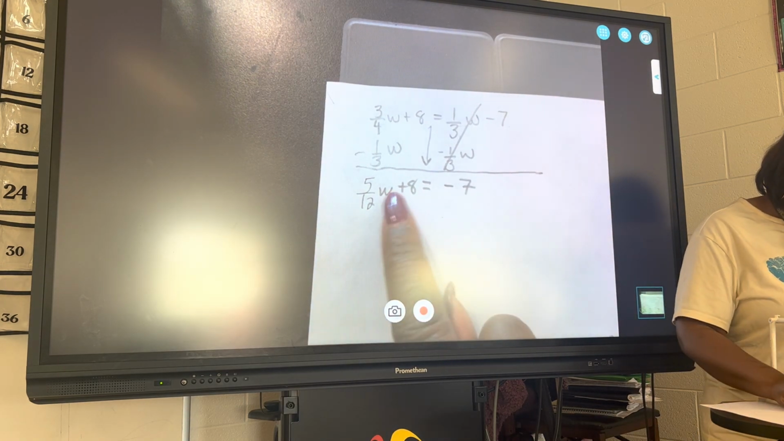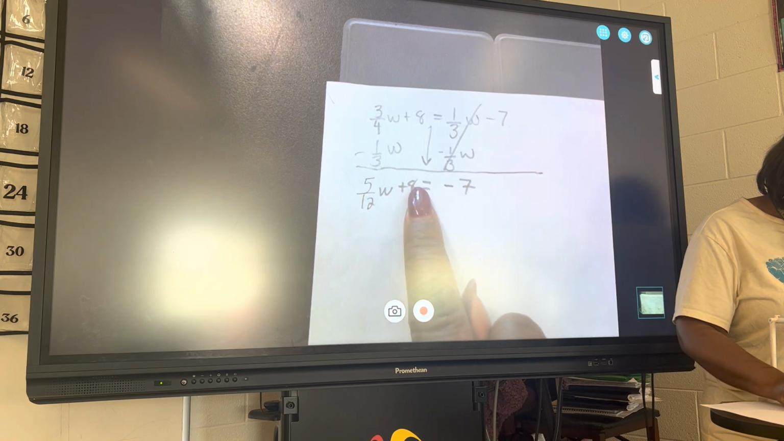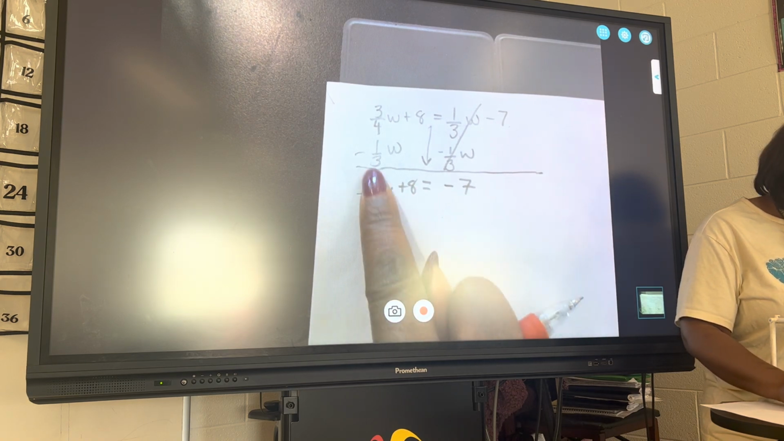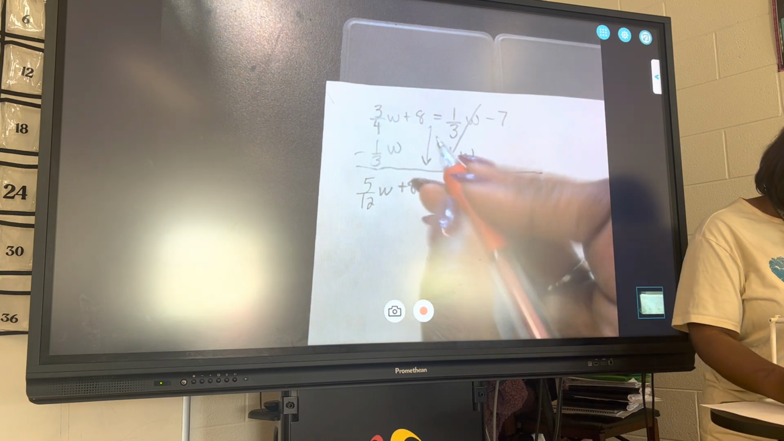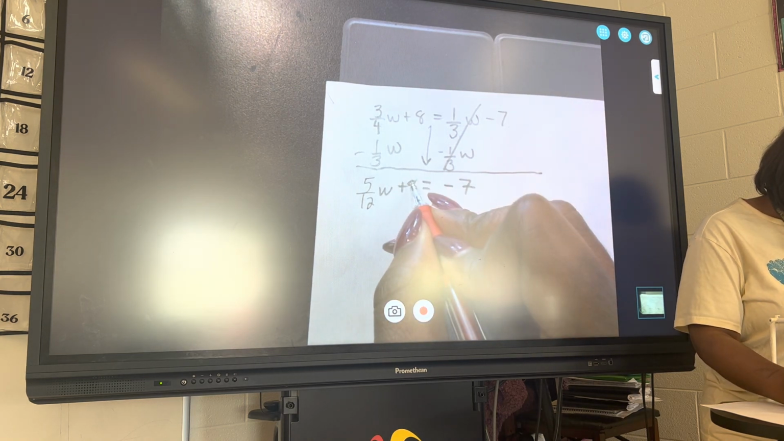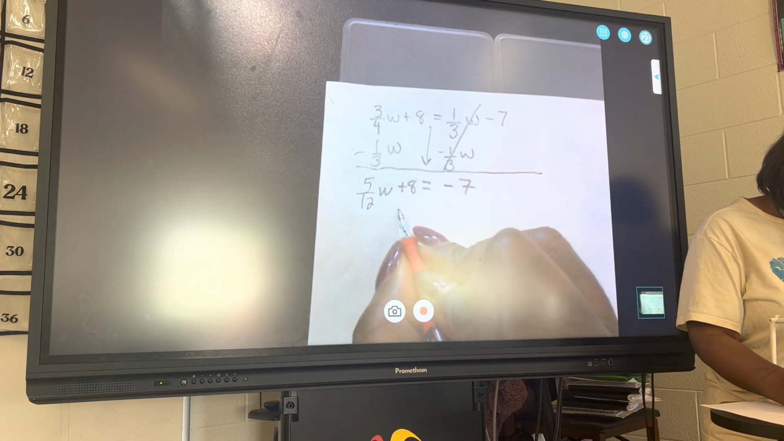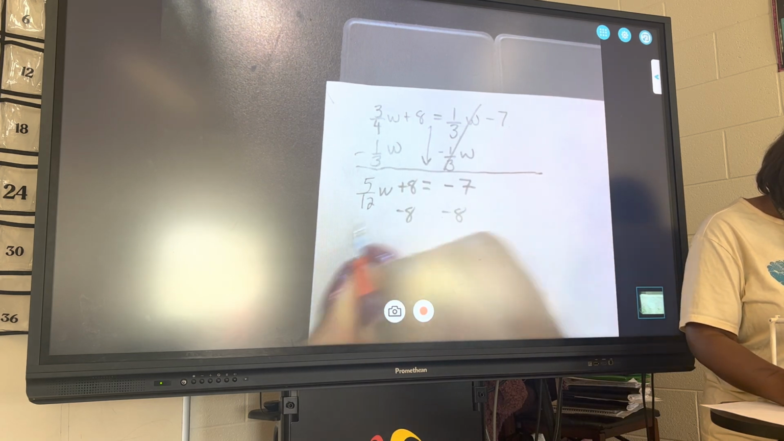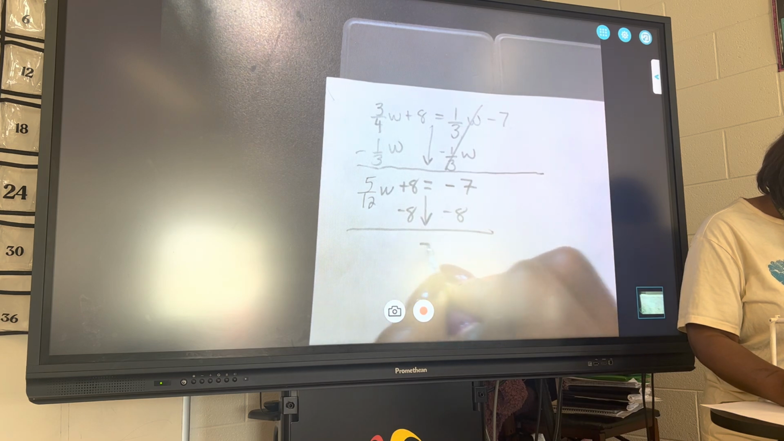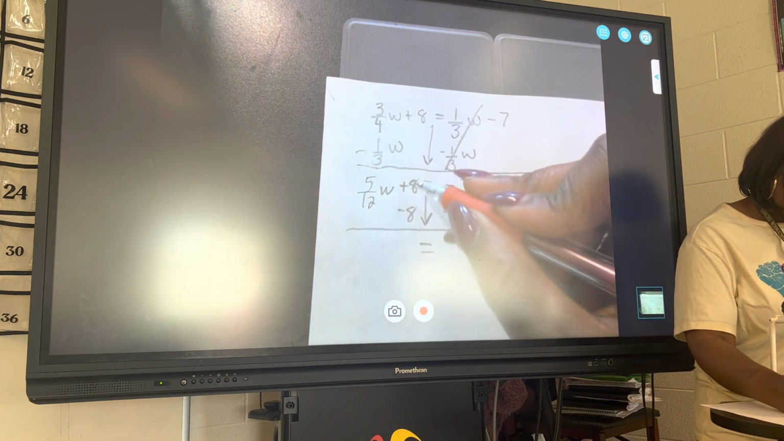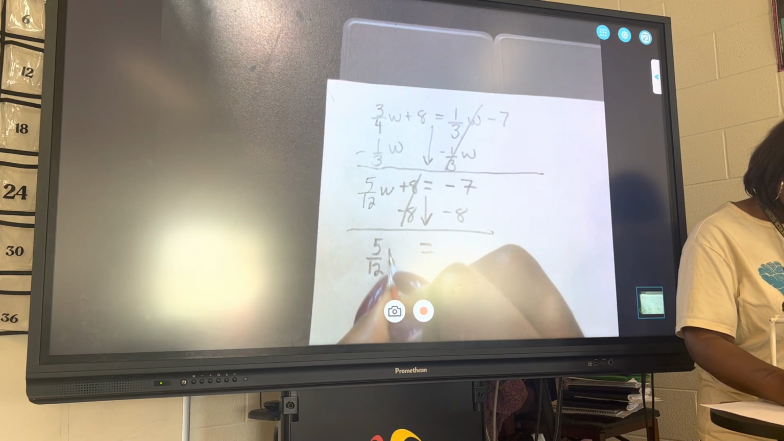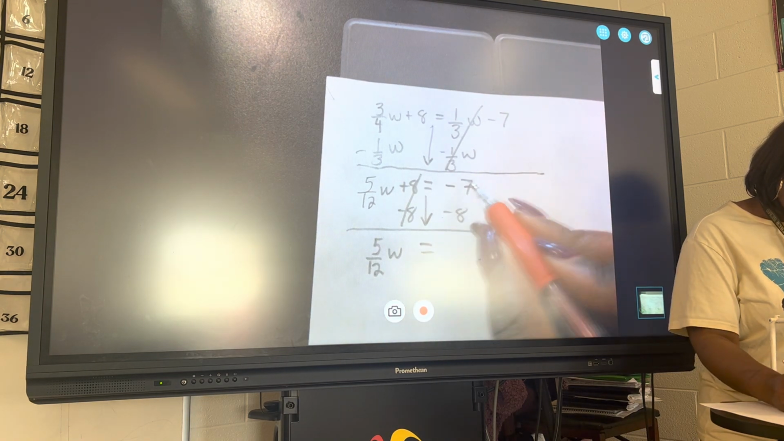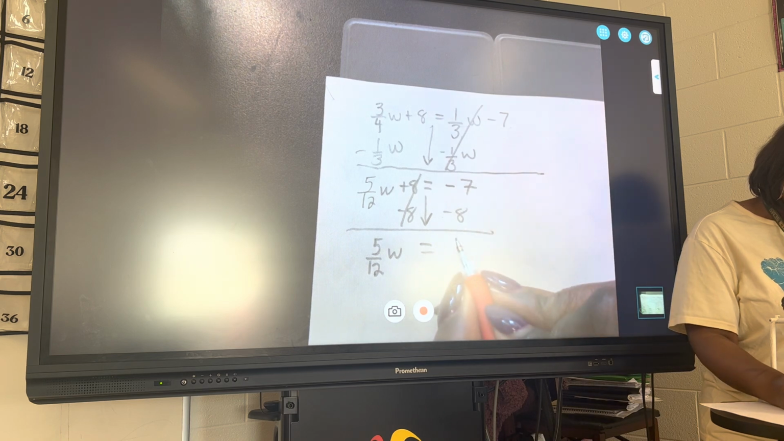So now you're gonna get W by itself by getting rid of the 8 first, because this is directly attached by multiplication. So get rid of anything you can add or subtract first. So to get rid of a positive 8, what do you have to do? Subtract 8. You're gonna subtract 8 on both sides. Okay? So the 8 is gone, and we're left with 5 over 12 W. And on this side, what are we left with? Negative 15. -15. Good job.